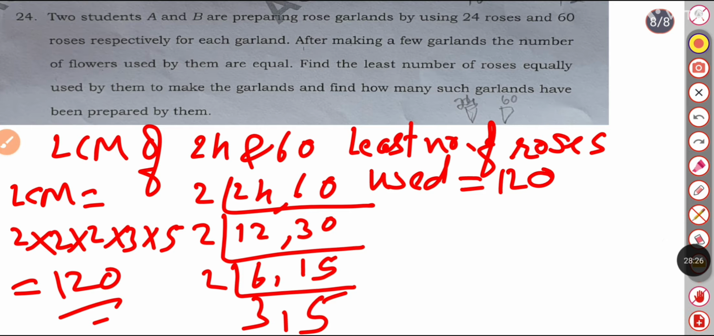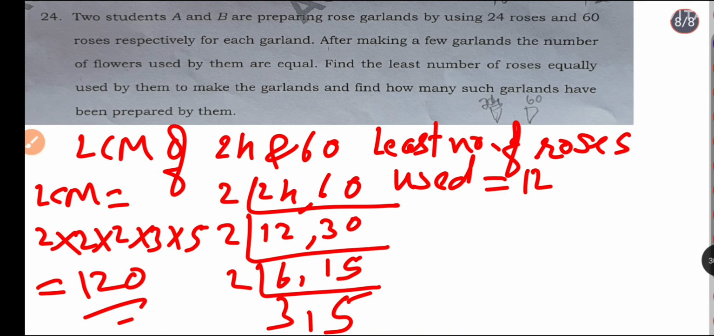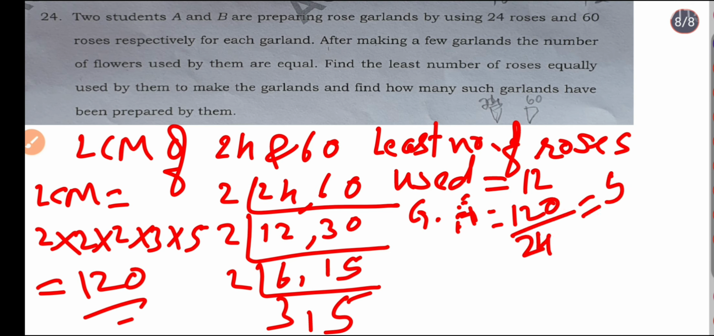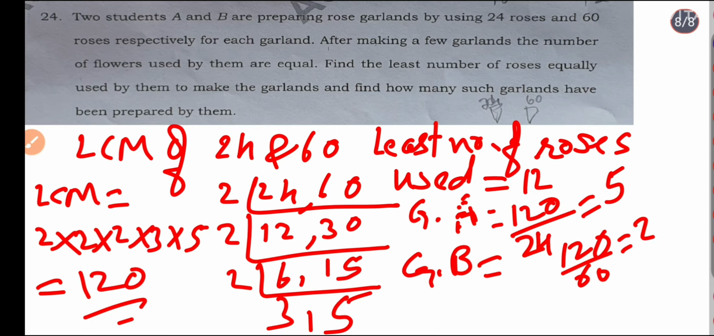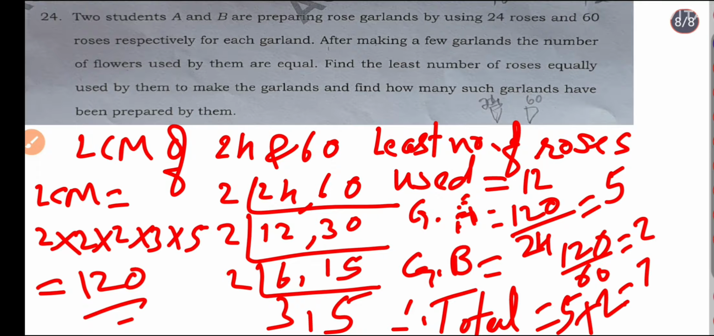Now we have to find out how many garlands were made by them. Individually, the garlands made by A is 120 by 24, which is 5. If we divide, we get the number of garlands. Garlands by B is 120 divided by 60, that is 2. Therefore, total garlands is 5 plus 2, which is 7 garlands.